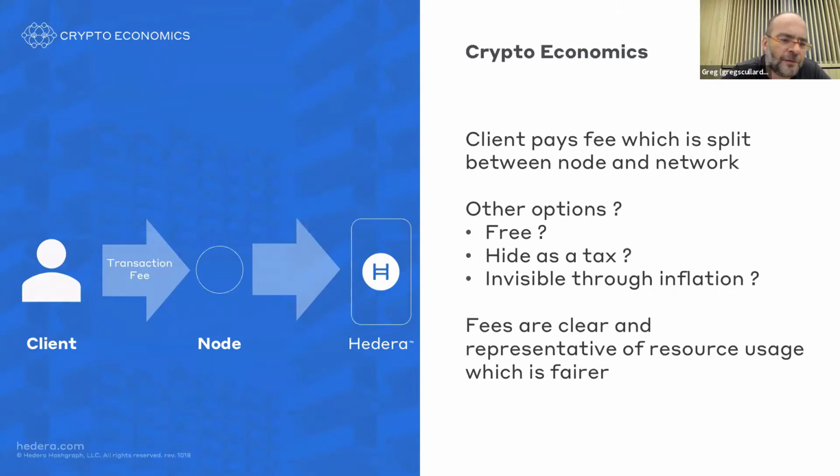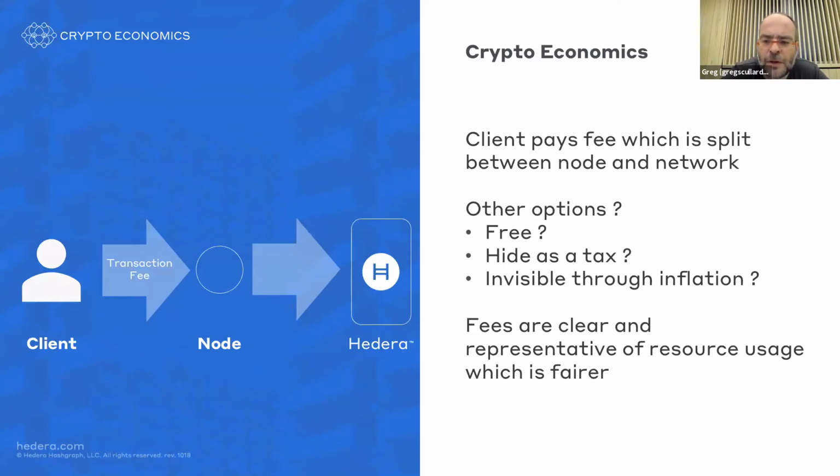So why have a transaction fee and why not make it free? There are other options available. The fees could be hidden through a tax on accounts, which would lose money every day. We could do inflation, which is even more invisible as a tax, but we don't like that very much. So we feel that it's cleaner if everything is clear. Transaction fees are clear if you pay for what you use. You're not paying for things you're not using, and we're aligning the resource usage with the pricing and the cost, trying to ensure we're incentivizing people correctly.